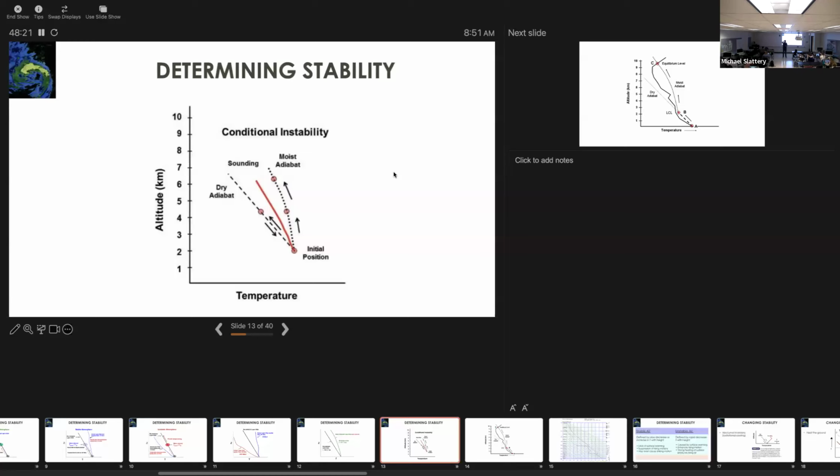So neither are stable. Say again? Neither are stable. No, this is stable. If it's unsaturated, it's stable. If it's saturated, it's unstable, right?